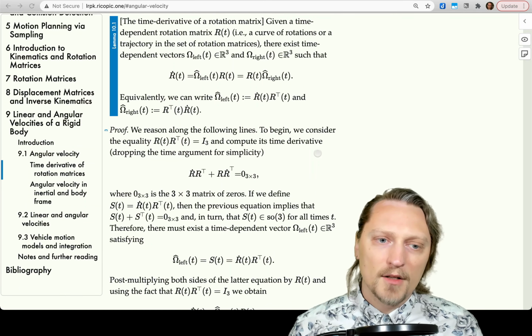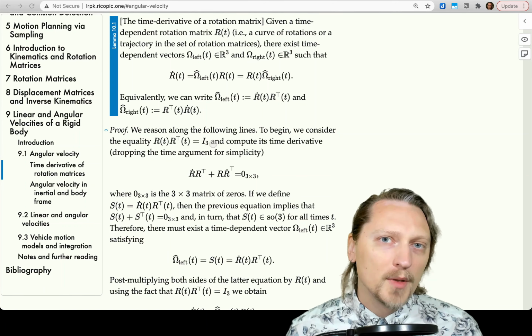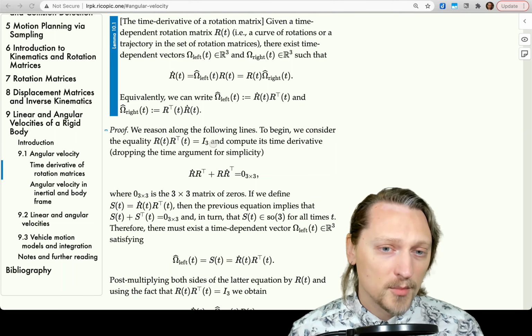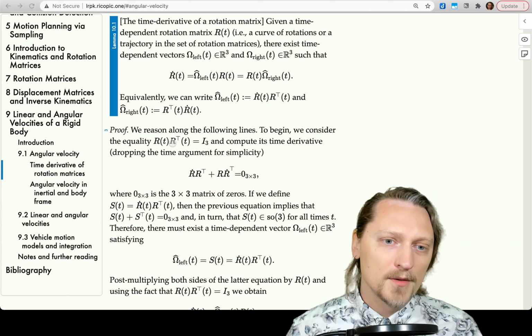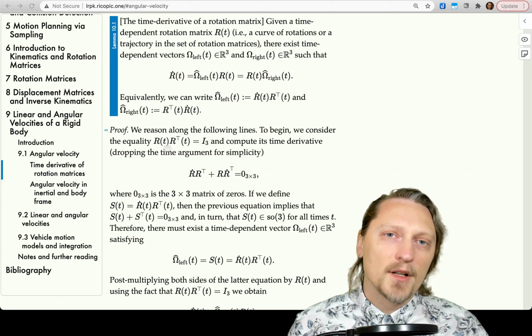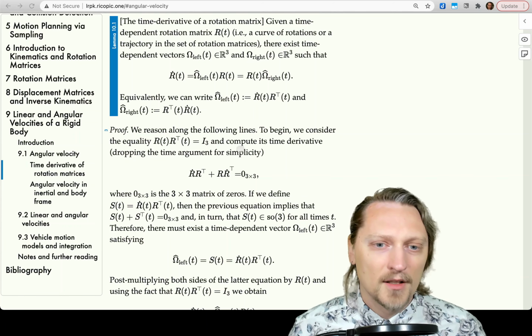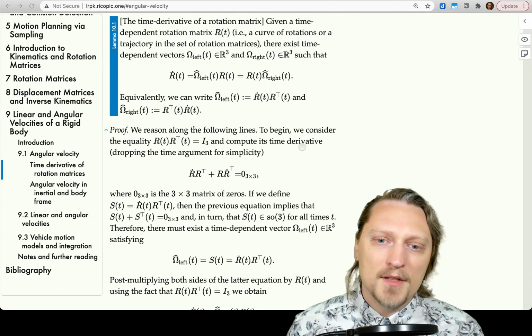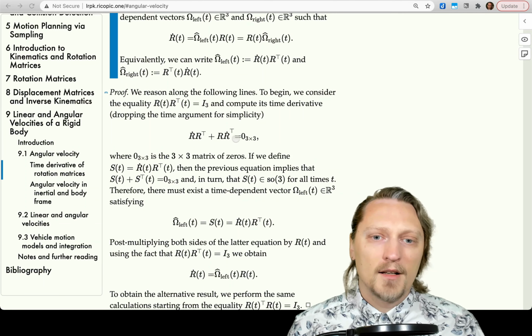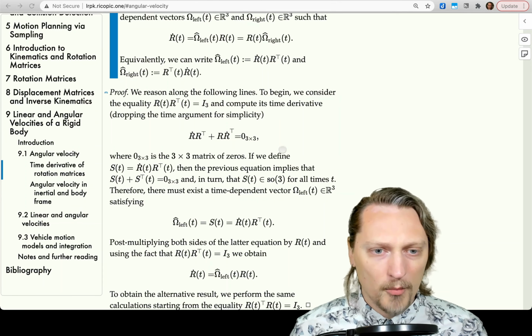To begin, we consider the equality R R transpose equals the identity matrix. That's true because a rotation matrix has an inverse that is just its transpose, right? So R transpose is R inverse, and an inverse of a matrix multiplying a matrix is going to give the identity matrix by definition. And compute its time derivative, dropping the time argument for simplicity. So we get R dot R transpose plus R R transpose dot equals a 3x3 zero matrix.